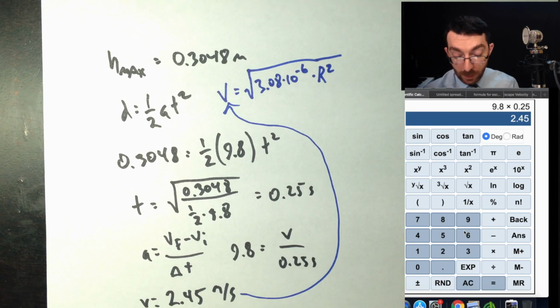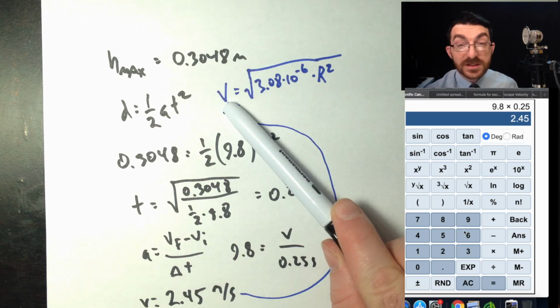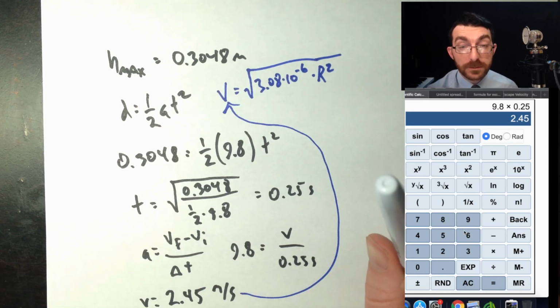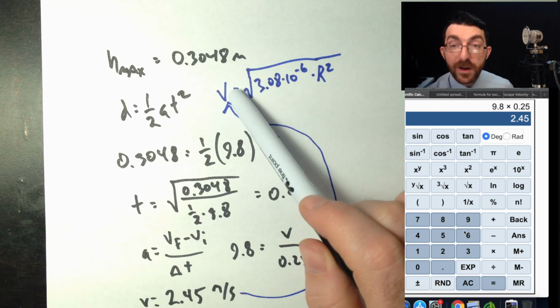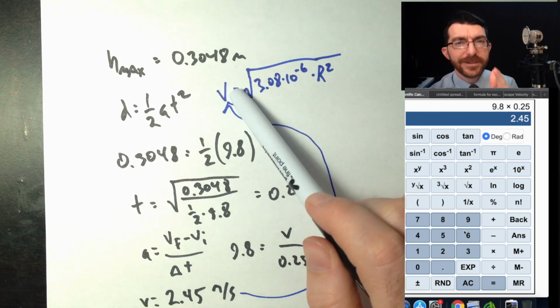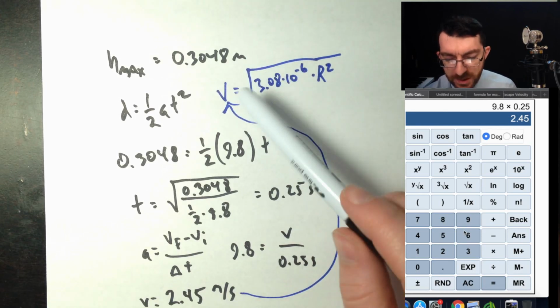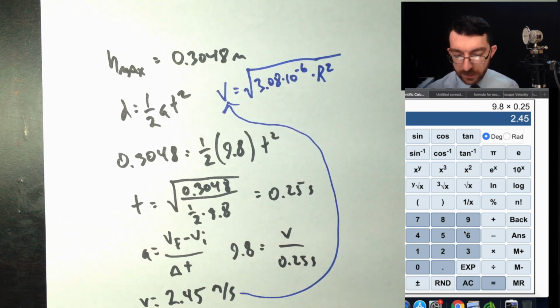Now that you've got that, you can use that velocity to figure out the size of an Earth density body that you could actually jump off of. What that basically comes down to is solving the equation 2.45, or whatever your velocity is. I'm sure most of you should be able to jump faster than me. I'm like an old man or something. And so solving 2.45 equals 3.08 times 10 to the negative 6 r squared. That would be solving that for r. That would be the radius of an Earth density body that you could escape with your jump.